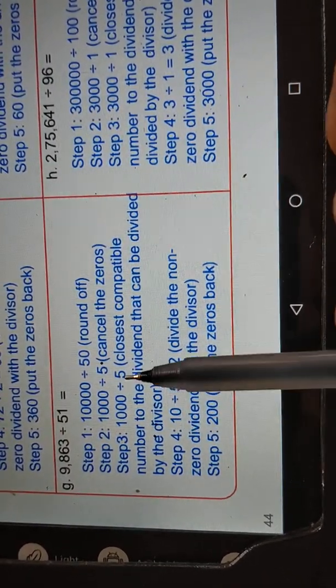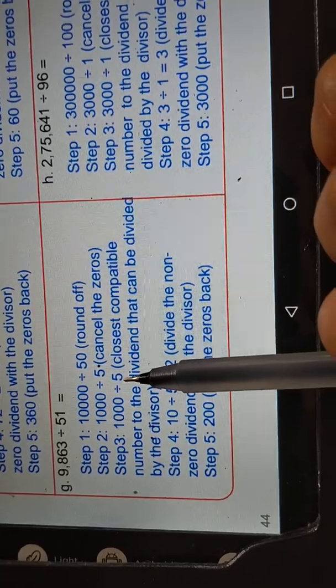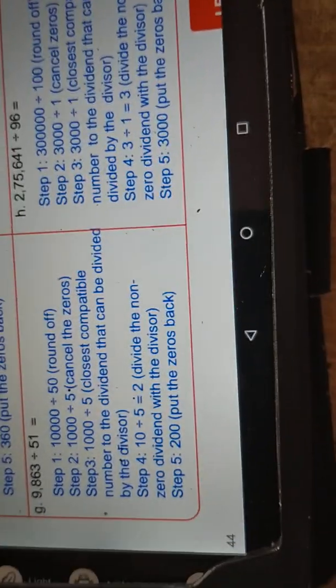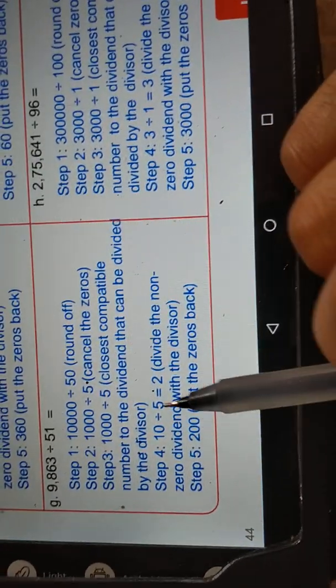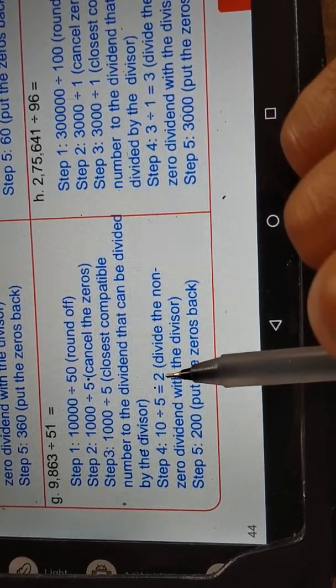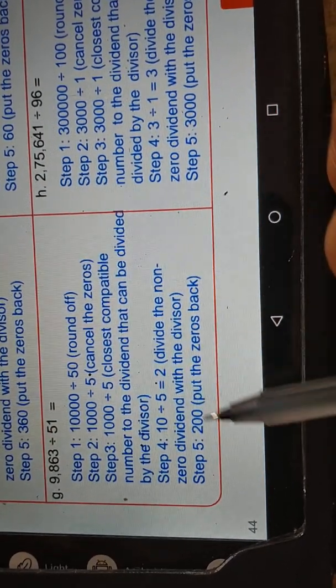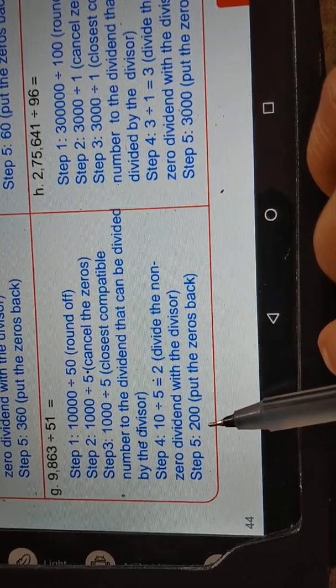Then 1000 divided by 5, we have to find the closest number to divisor and dividend. So that means 10 divided by 5. 5 2s are 10, so we have to write here 2. Then we have to put the 2 0s. So answer should be 200.